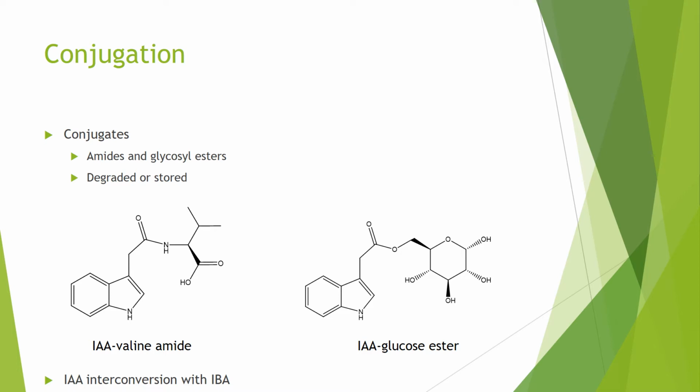Another example of storage or possible storage isn't necessarily conjugation but interconversion, shown at the bottom here, because indole acetic acid can be interconverted with indole butyric acid, using similar reactions to what you see in fatty acid elongation and degradation.